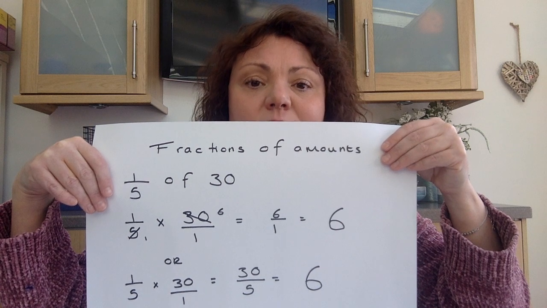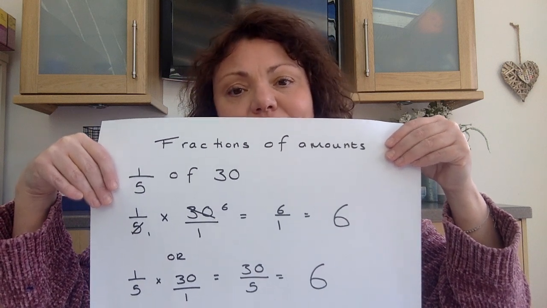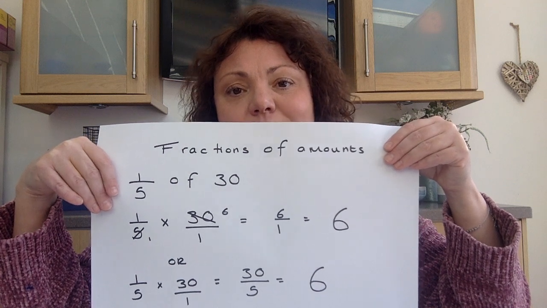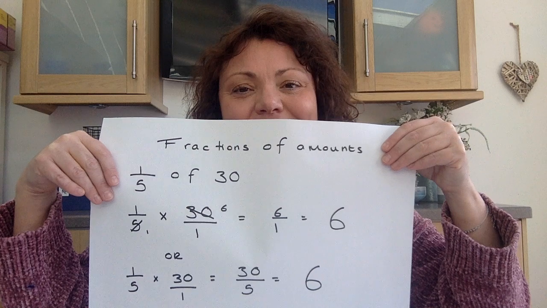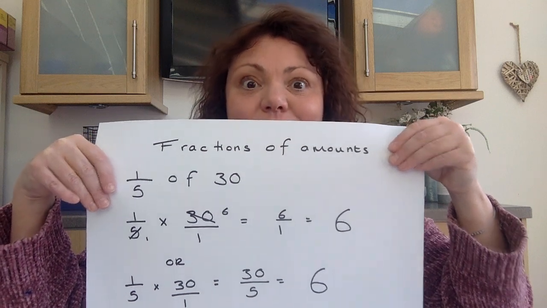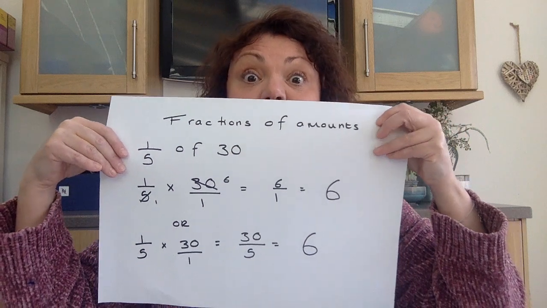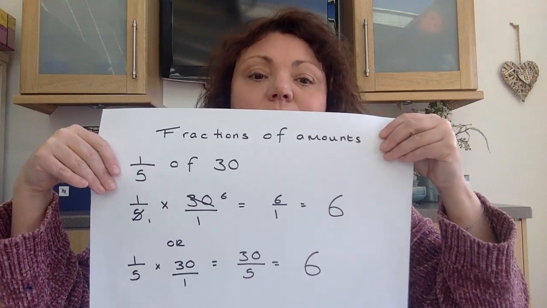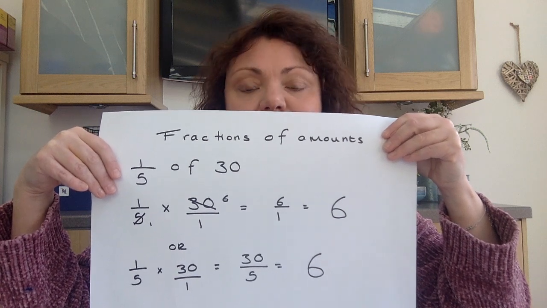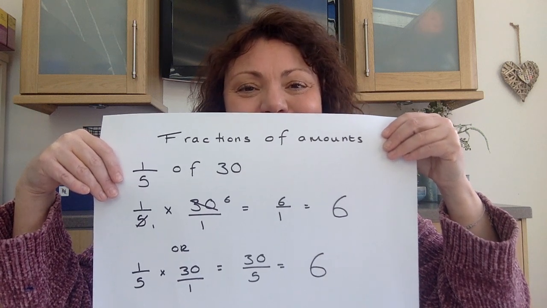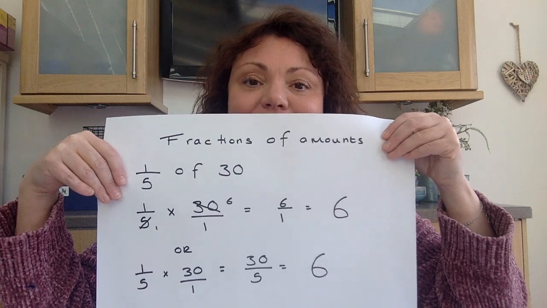So 1 times 6 is 6, 1 times 1 is 1, you get 6 over 1 as a fraction. We're going to make that into a whole number, which makes it 6. Now remember last week I said there was 2 strategies that you could use. You could simplify afterwards. So that's the other example that I've given on this sheet. So you could say 1 times 30 is 30, 1 times 5 is 5, and then we're going to make that into a whole number. So we're going to divide 30 by 5, which makes 6.